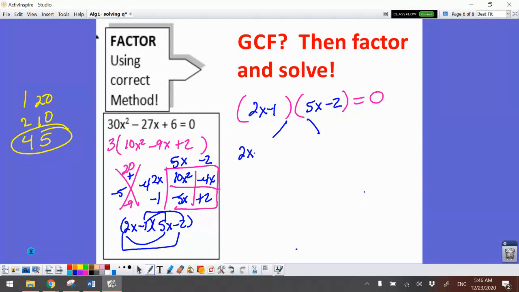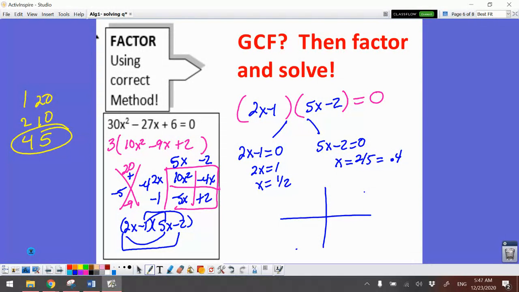All right, so 2x minus 1 equals 0. 5x minus 2 equals 0. x is going to equal 2 over 5, okay, which is 0.4. And 2x equals 1, so x is going to equal 1/2.